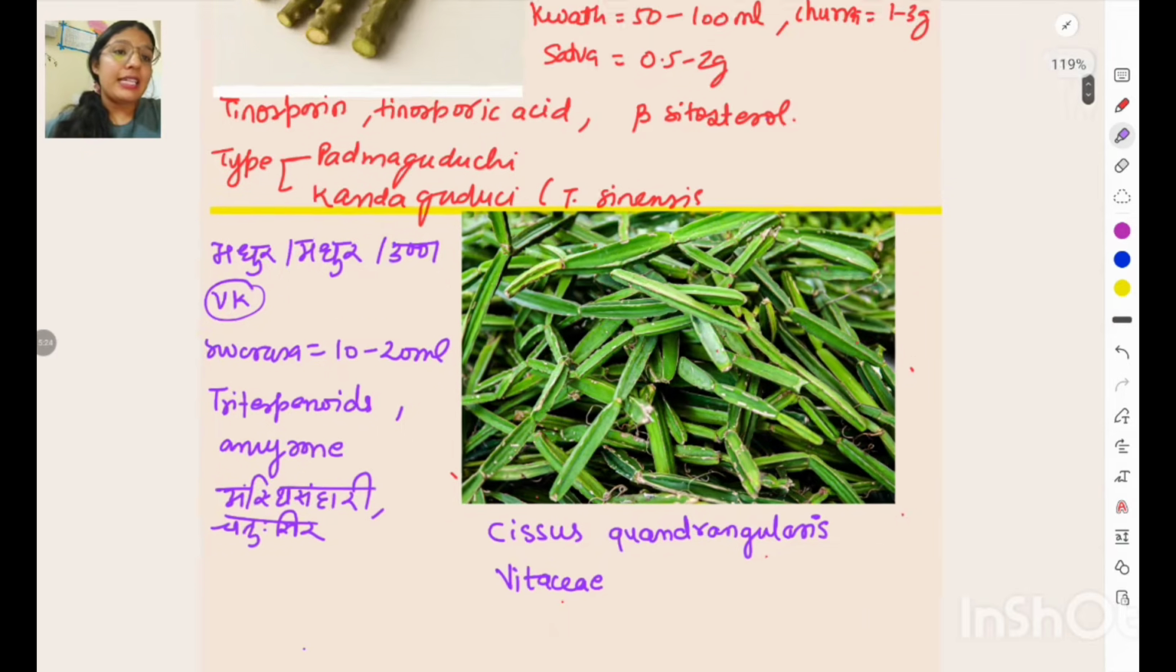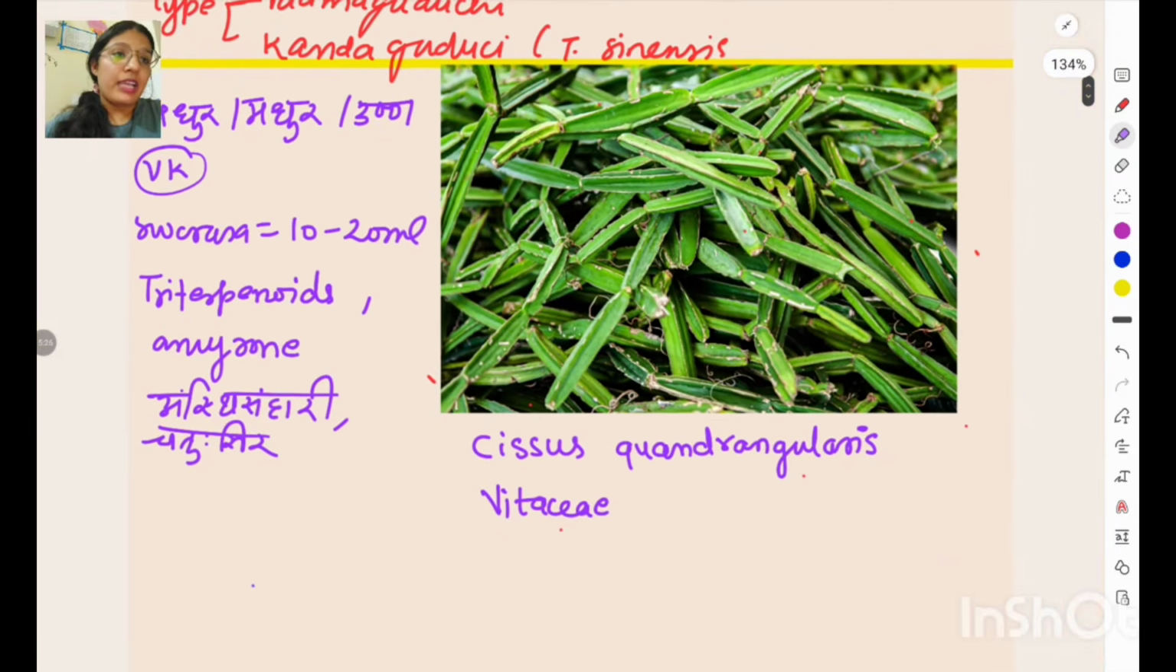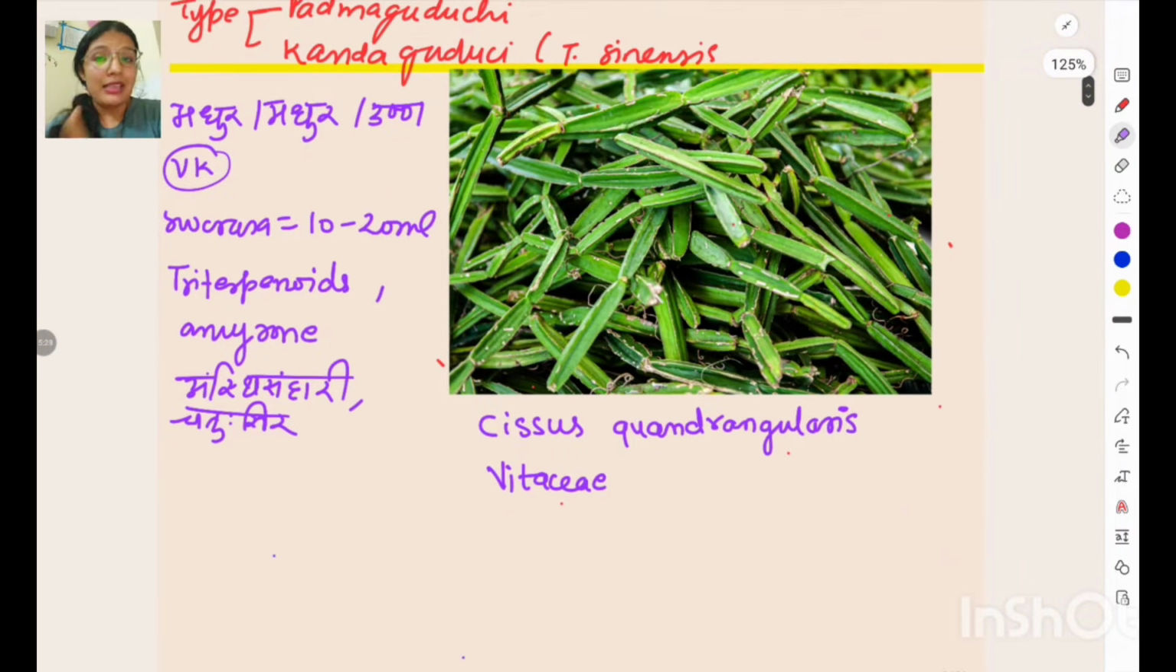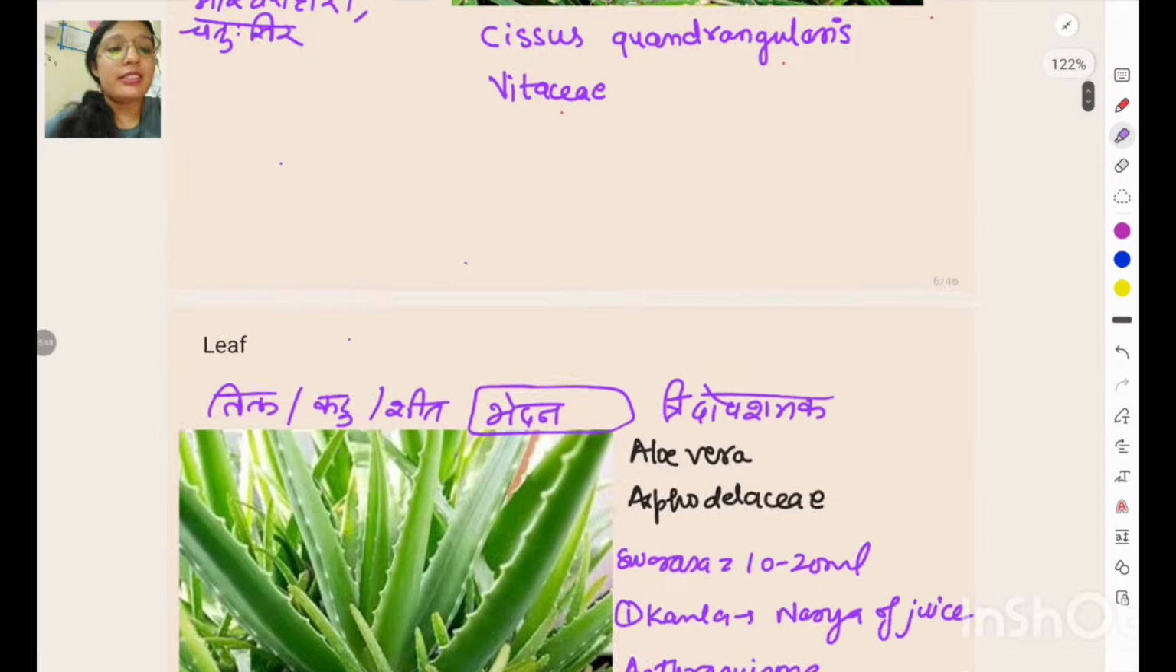Okay, second stem important plant, where we are using stem as the officinal part, is Asthishringala. Madhura Rasa, Madhura Vipaka and Ushna Virya. Okay, generally Madhura Rasa, Madhura Vipaka will be Shita Virya, but it's Ushna Virya. Vata Kaphahara, and its Swarasa dose is 10 to 20 ml. Triterpenoids are there, then ammirones are there, Cissus quadrangularis, Vitaceae family.